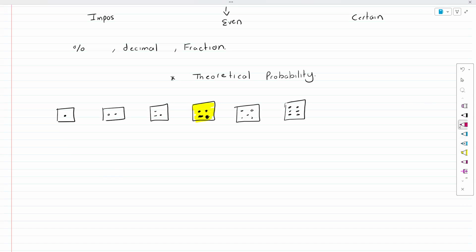On one dice, there is only one 4. So the probability that I get a 4 is 1 out of, and the bottom number is the total chance, the total numbers there are. So it's 6. Or the total, let's say the total paths that can happen.